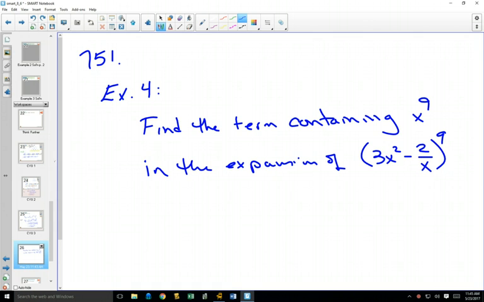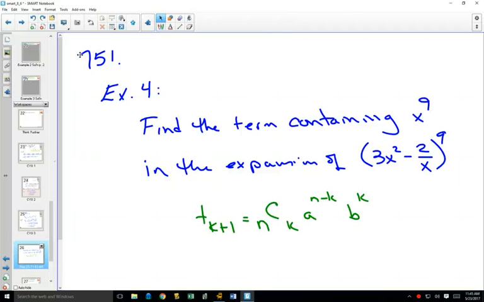So when we think about our formula, and I'll write our formula out here in green, t sub k plus 1 equals n choose k, a to the n minus k, b to the k. When we look at our formula, we know what n is. N is the exponent, so n is 9 all the way through. We know what a is, because that's our first term in our binomial, and we know what b is. But the problem is we don't know which term has x to the 9.